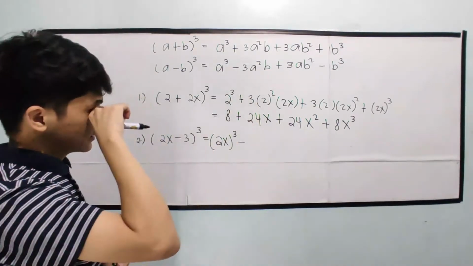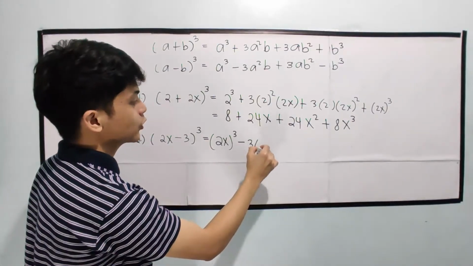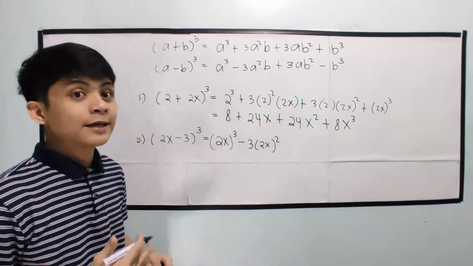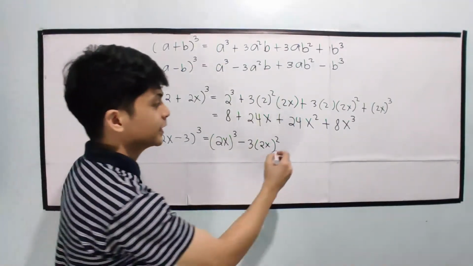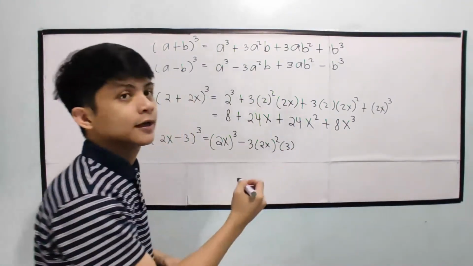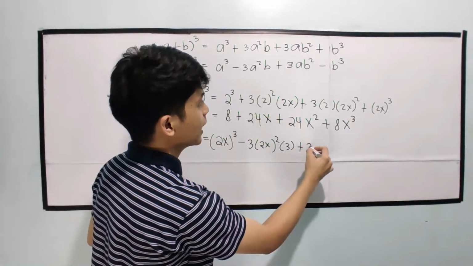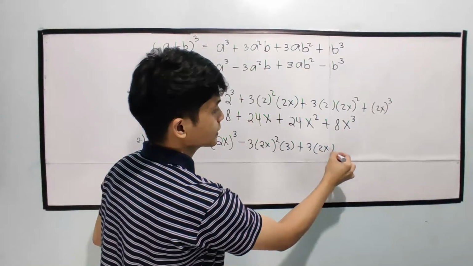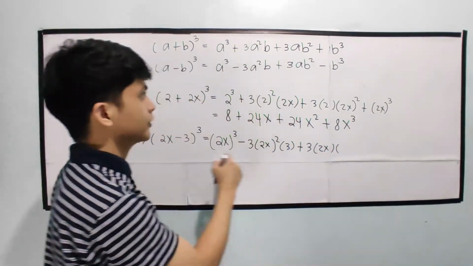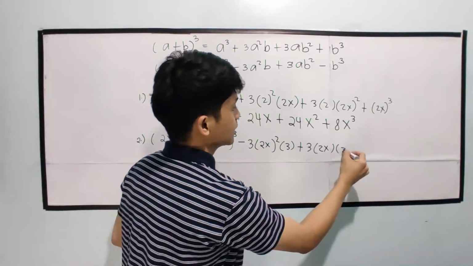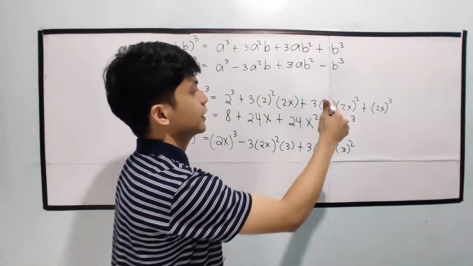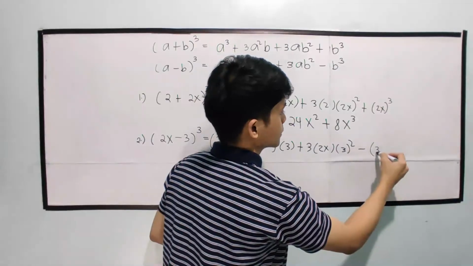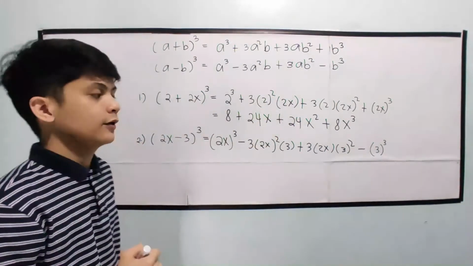Minus 3 times the square of the first term times the second term, 3. Then plus 3 times first term, that is 2x, times the square of the second term, 3, square daw natin. Squared. Minus cube of the second term. So, cube natin siya. Okay?